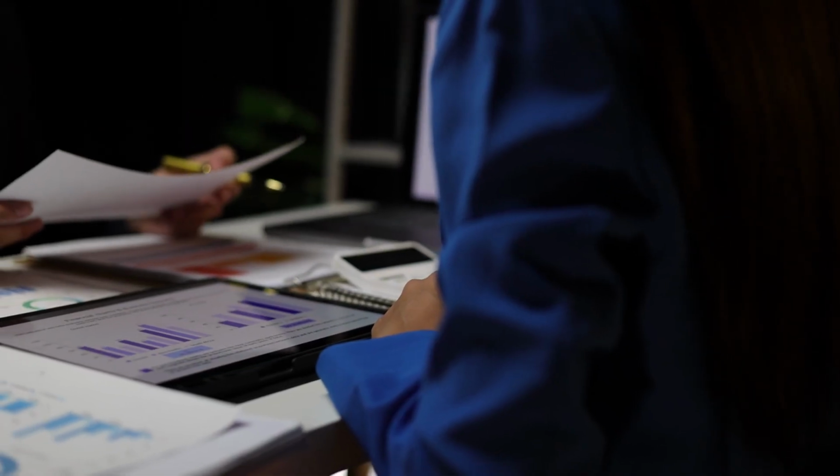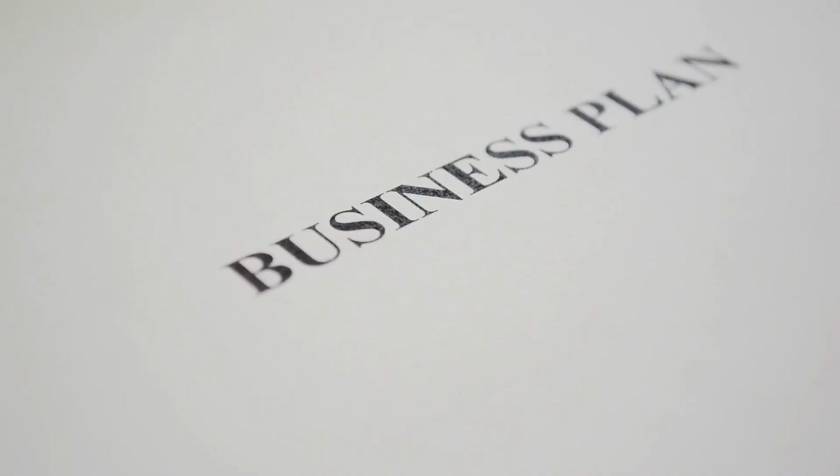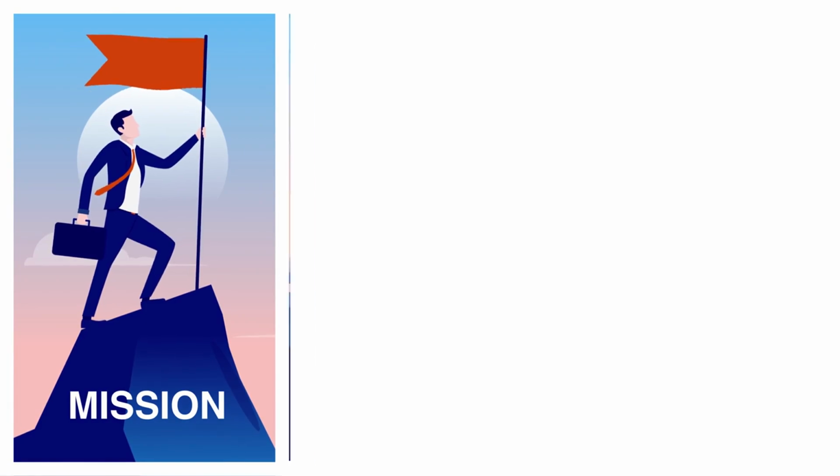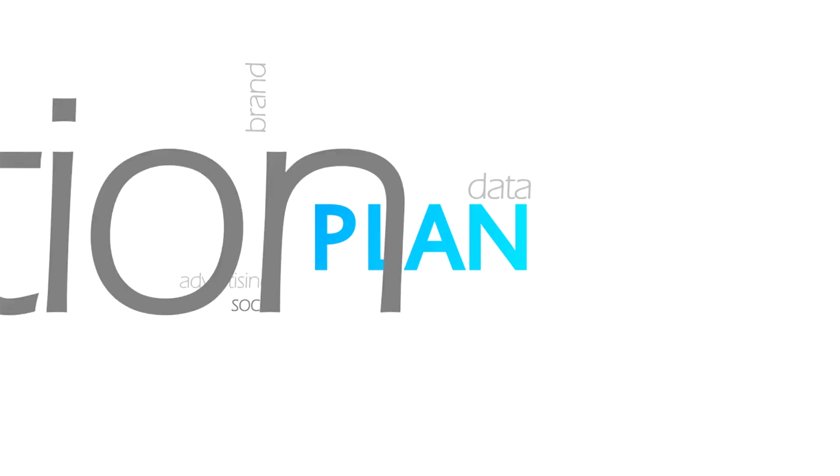Start with your executive summary. This section is the first thing people will read. It should highlight your business idea, vision, and mission statement. Aim for clarity and brevity. This section sets the tone for the rest of the plan.